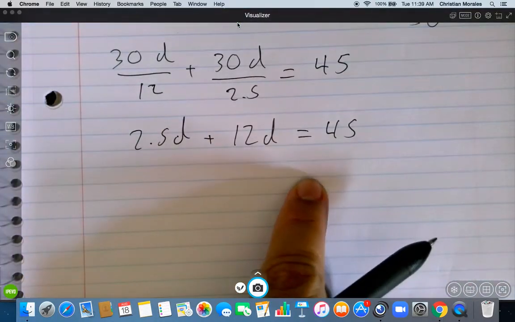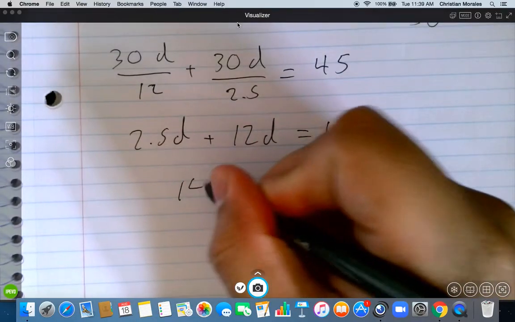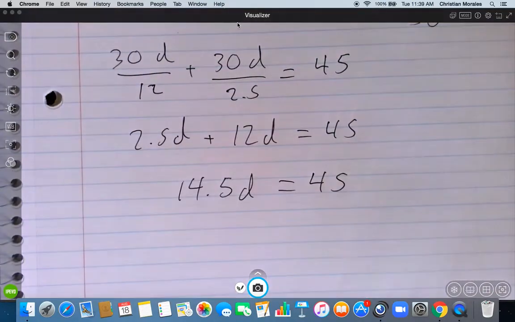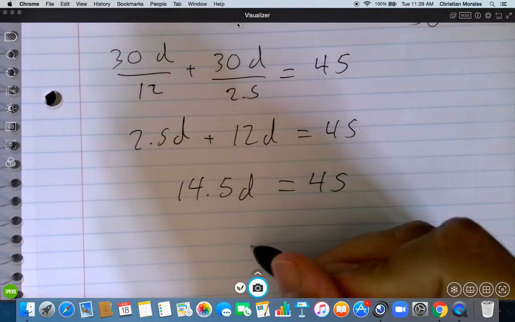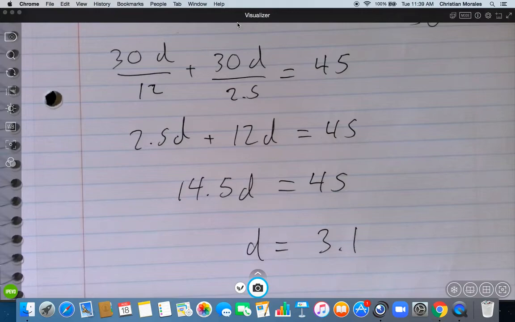So this becomes my problem now. Now there's no more fractions. So we combine these. 14.5D equals 45. And then all we have to do is divide that. 45 divided by 14.5, and you get 3.1. So roughly 3.1 miles is how far it is.